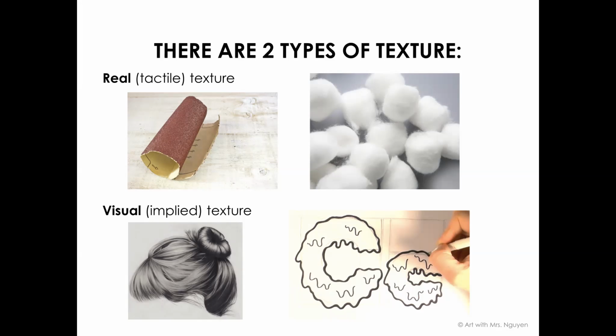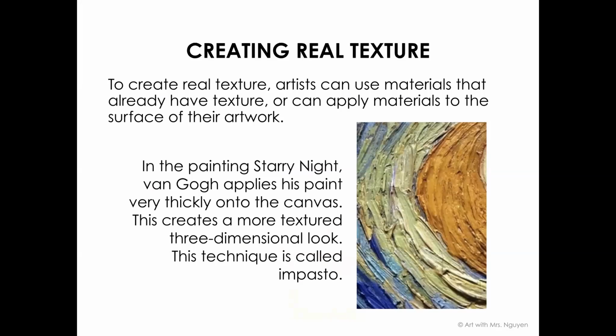So that's when artists are generally working two-dimensionally, like in drawing, and they're creating texture by using different types of lines and values and shapes. So to create real texture, artists use materials that have texture, or they can apply materials to the surface of their work. So here's an example of Van Gogh.